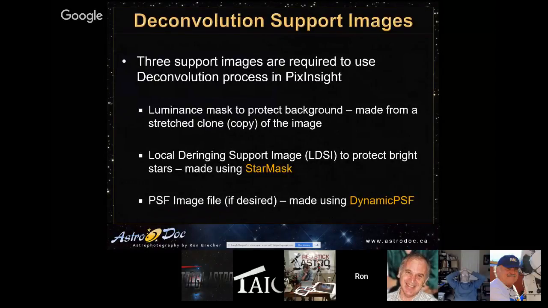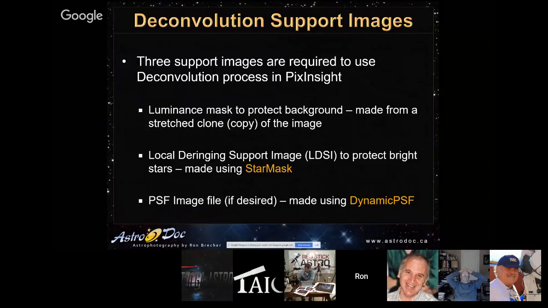Okay. There was a reason why I took you on that little detour towards the point spread function and masks. Before we can do deconvolution in PixInsight, we need to prepare 3 support images. The first one is a mask that's going to target the effect of the deconvolution just where we want it, which is going to be on the bright areas of an image. And we're going to just use a stretched copy of the image for that.